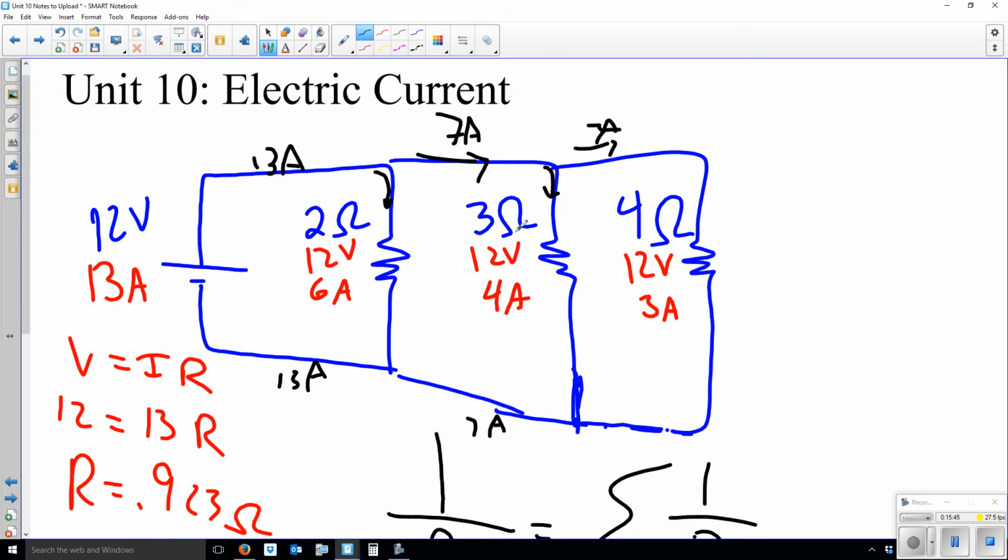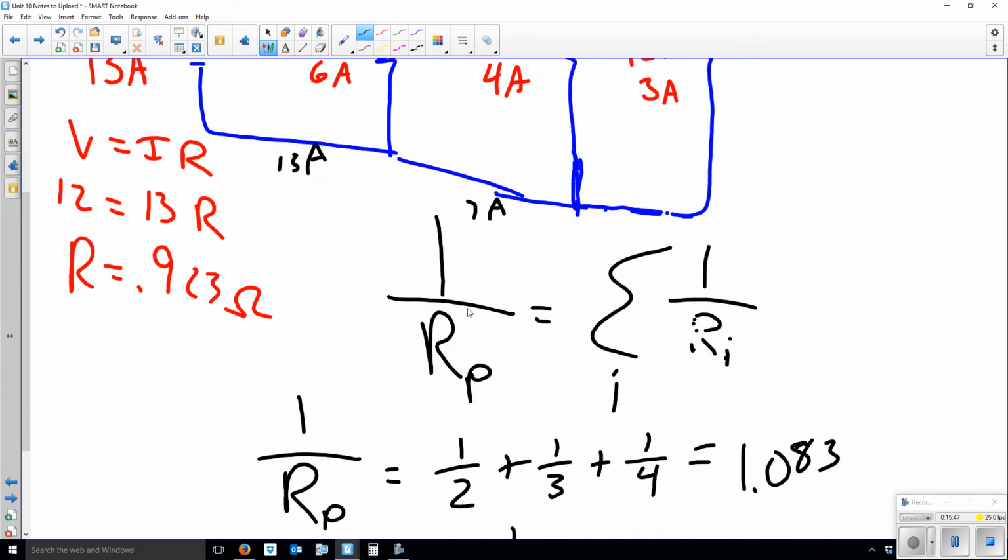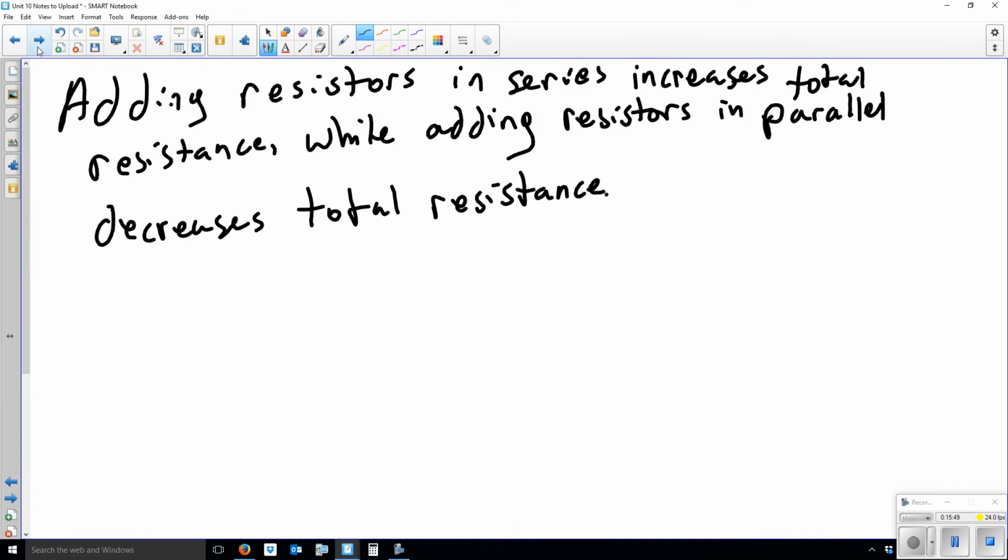And one of the unique things about a parallel circuit is that when you add resistors, you're actually decreasing the total resistance. You're giving more paths for these charges to go down. The more paths, the more room everything has, kind of like when you make more lanes on a highway. Regardless, you're going to have less traffic overall, and everybody can actually move a little bit faster.